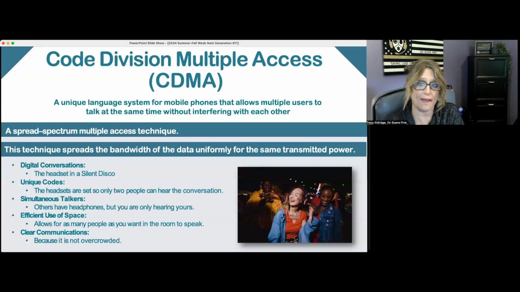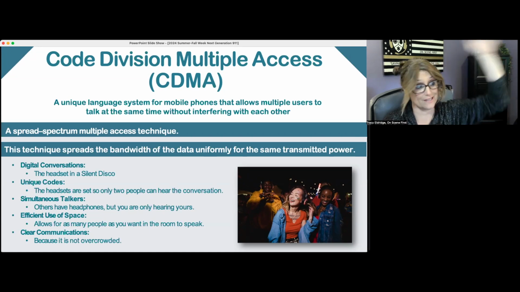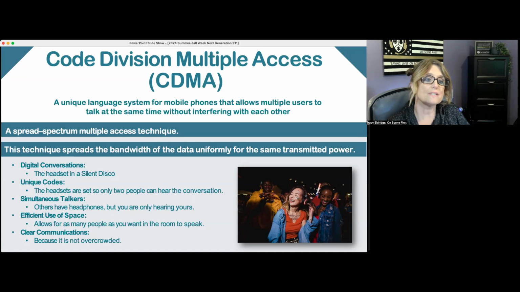So CDMA is a unique language system for mobile phones that allows multiple users to talk at the same time without interfering with each other. So imagine in the old days, remember when you had the old party lines, or you had to share a line with someone and you had to jump on, and it was like, oh hey, Sophia, could you bring me over a cup of sugar, but there's like 4 other conversations going on, right? So CDMA makes it so wireless devices have kind of that private communication path. It is a spread spectrum multiple access technique.